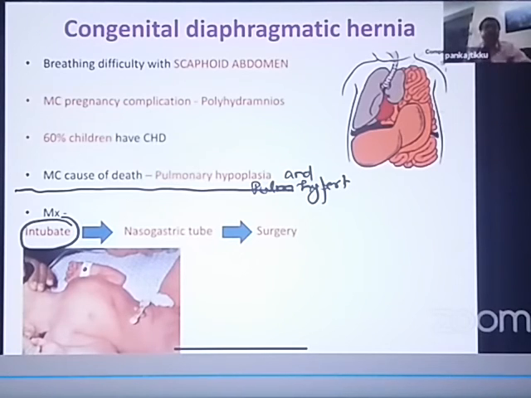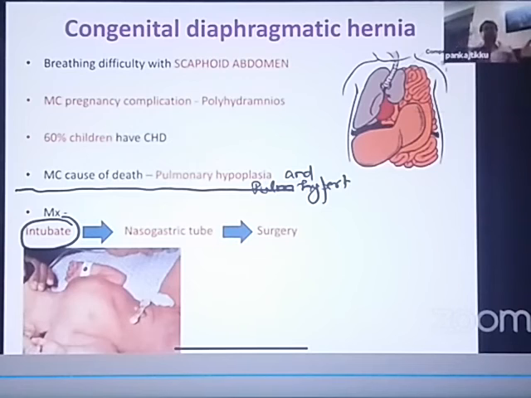Once you have intubated, whatever air is present in the stomach, you actually have to deflate it. You have to bring that air out. Inflate is expanding, deflate is collapsing. So if you allow the stomach to deflate, the space in the chest cavity will be more and therefore the lungs will be able to expand more. So how do you deflate the stomach? Push in a nasogastric tube.